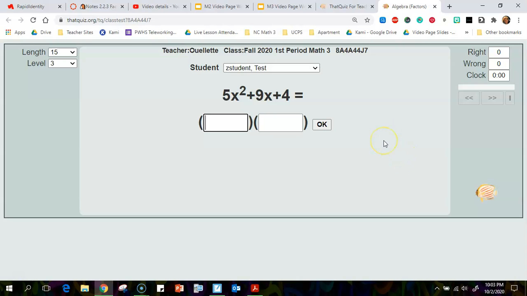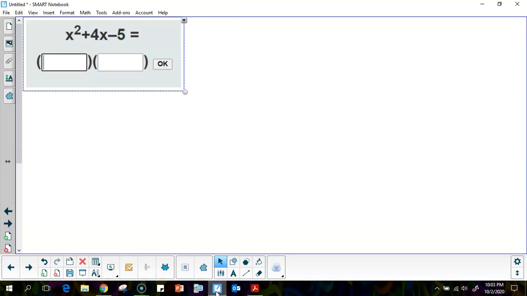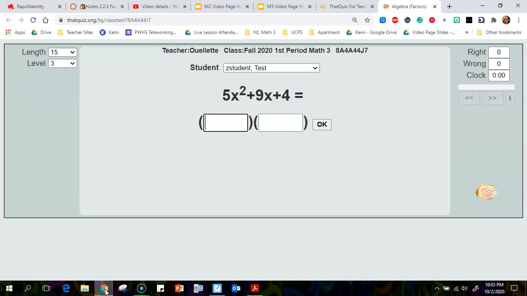I know you can't go back and change an answer, so be really careful before you answer these. This does count as a classwork grade, and the grade that you received is going to be your classwork grade, so be careful. I'm going to work the first 5 for you, and let me make sure that's the first one.